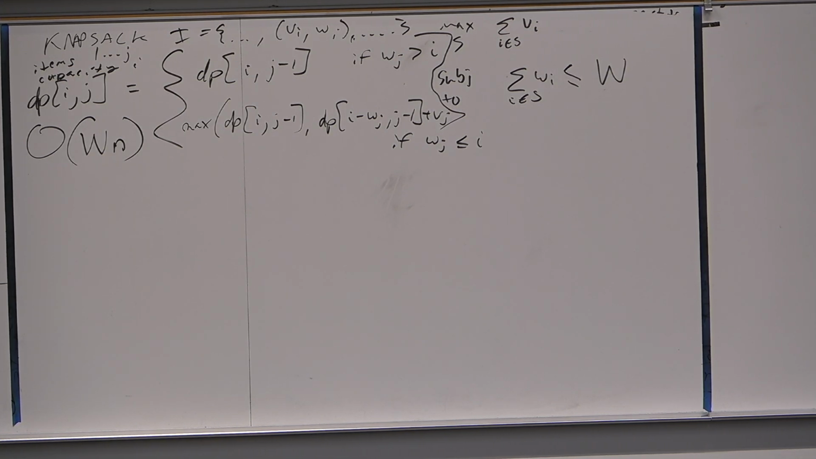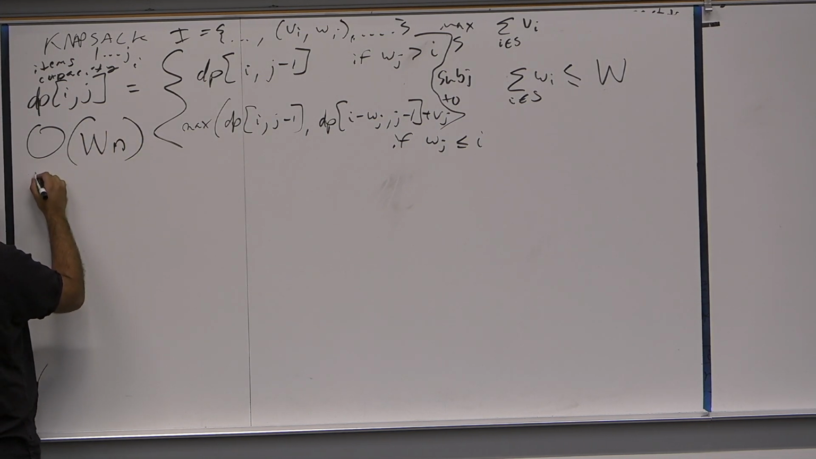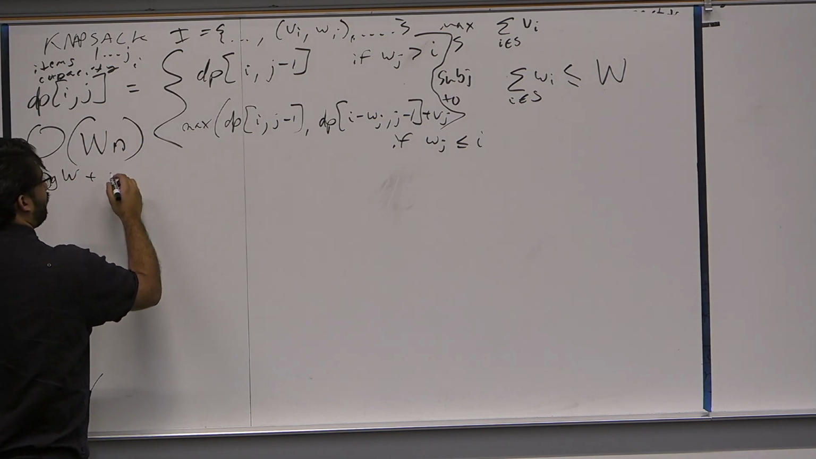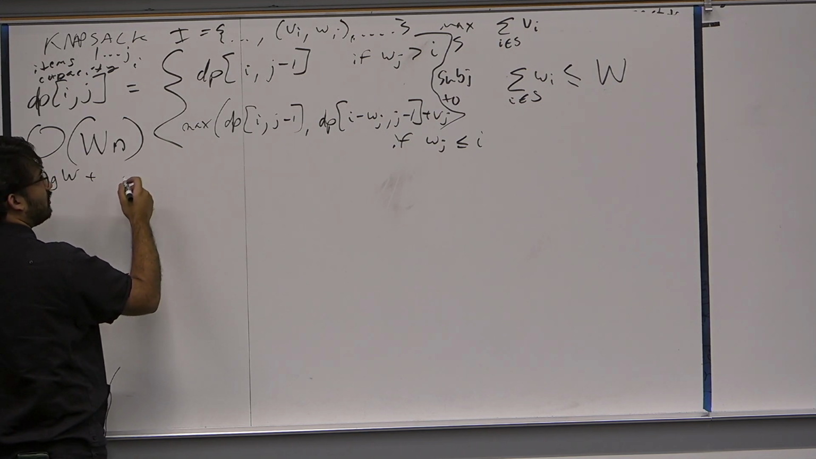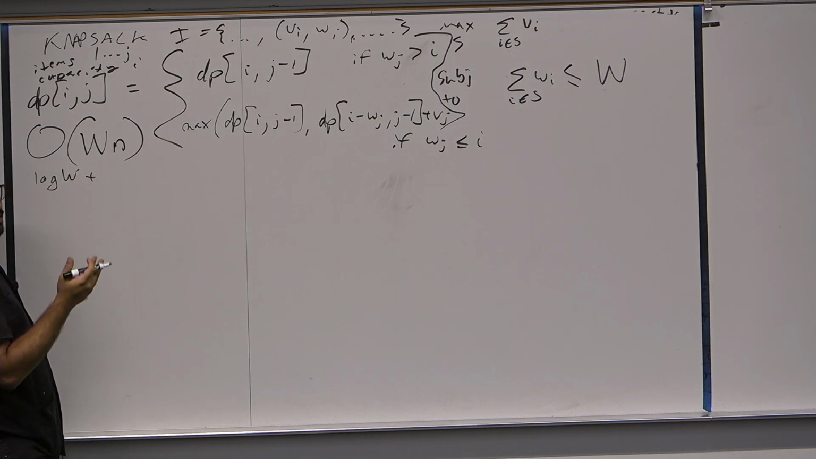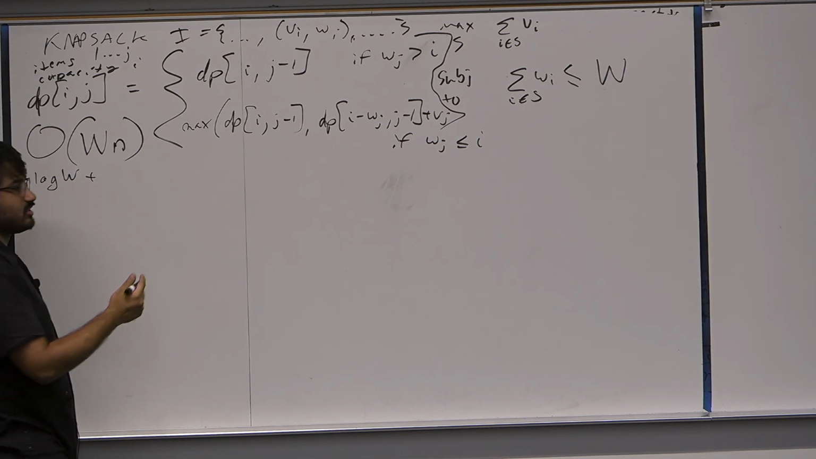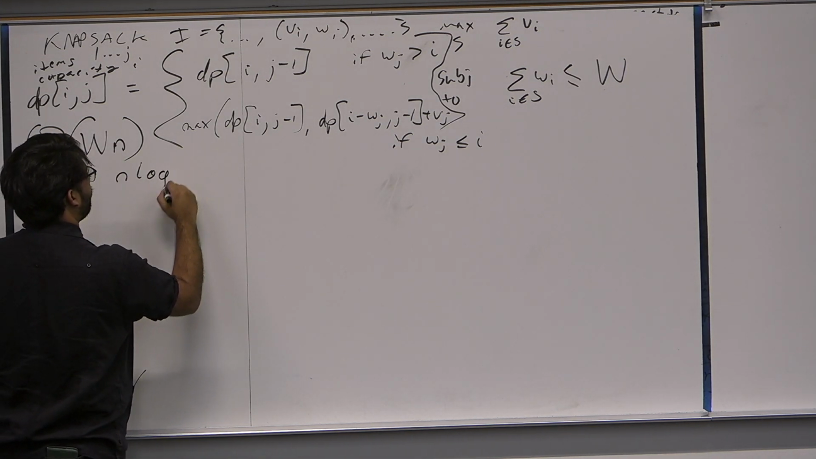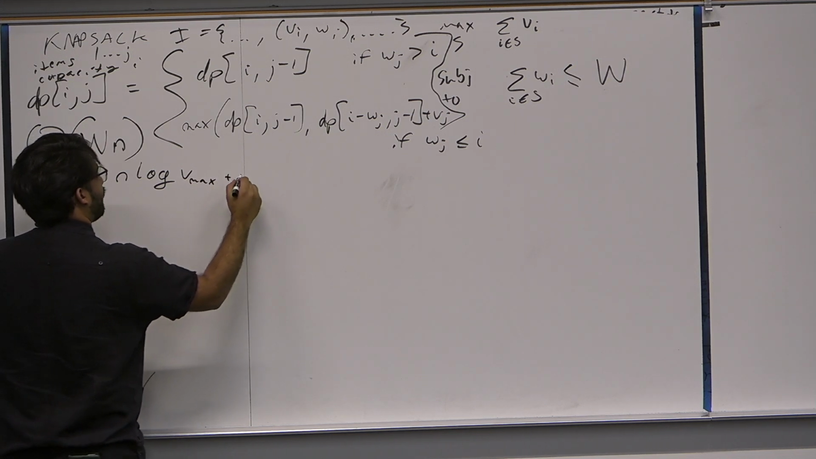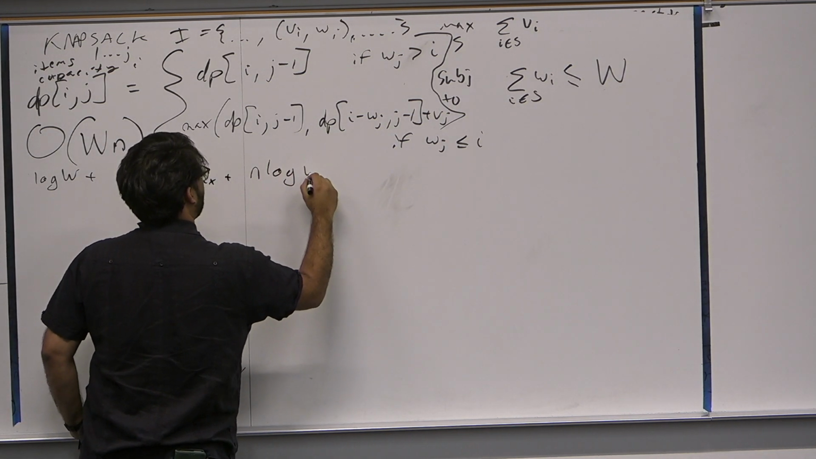Because the size of the input is not the same as the... Yeah, the input is approximately like log of w plus log n. Yeah, for each, each number is of that size, but you have n of them, right? So it's like n times log of v max plus n times log of w max, whatever.